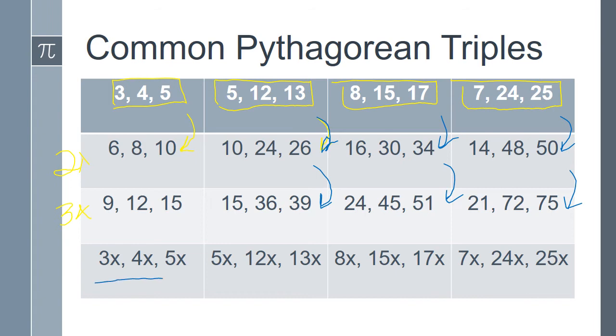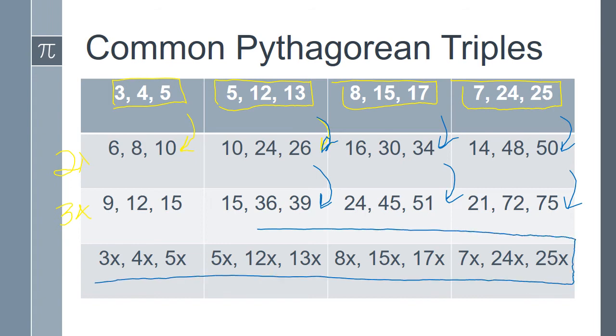So this is what we want to look at and want to focus on. If we can memorize this, we know we have a Pythagorean triple. 3x, 4x, 5x, 5x, 12x, 13x, 8, 15, 17, 7, 24, 25. Those are the 4 most common ones you're going to see.